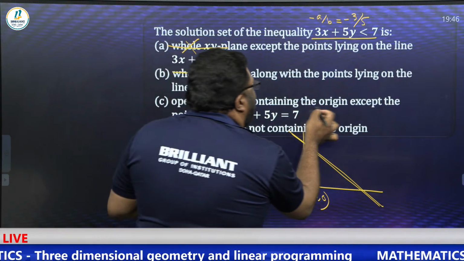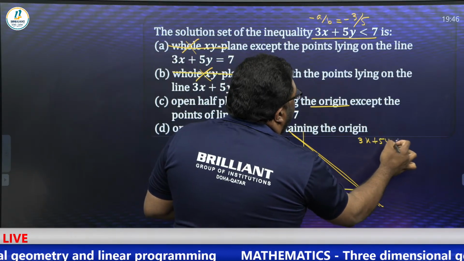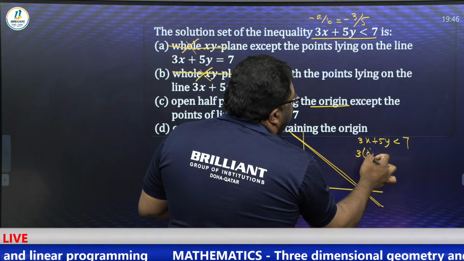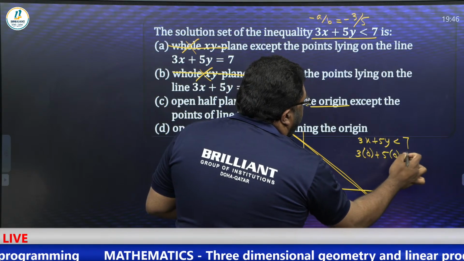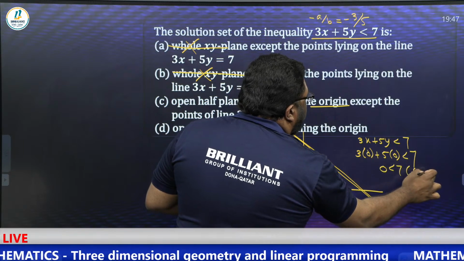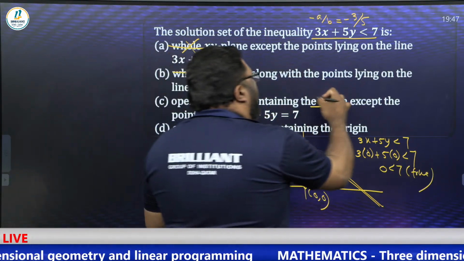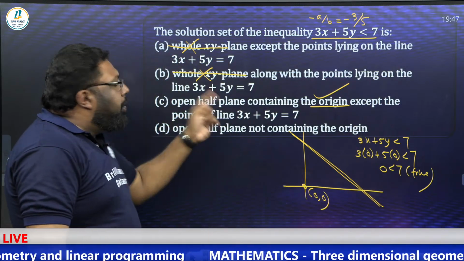Open half plane which contains the origin. Okay, let's see if it contains the origin. Just substitute the origin in the equation by putting 0, 0. I get 0 less than 7, which is true, so it contains the origin. So open half plane which contains the origin, correct, except the points.